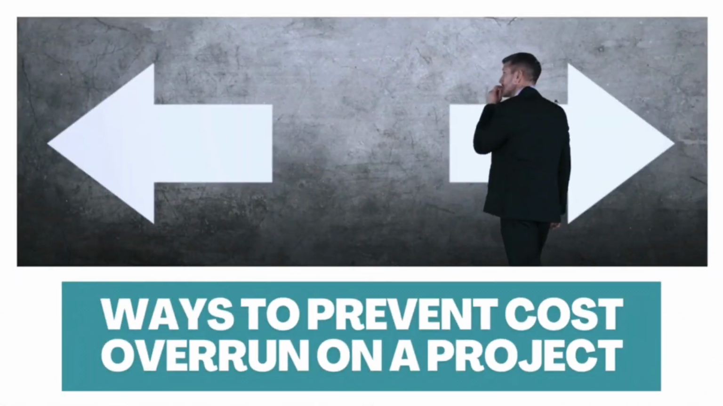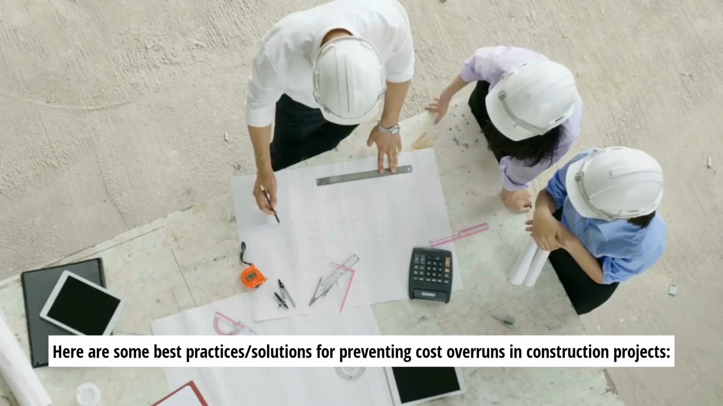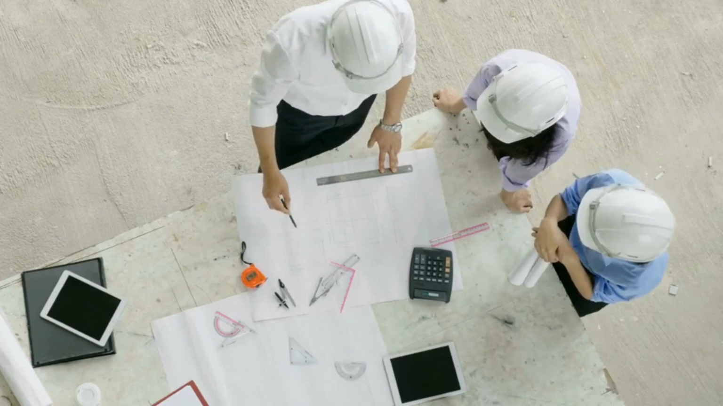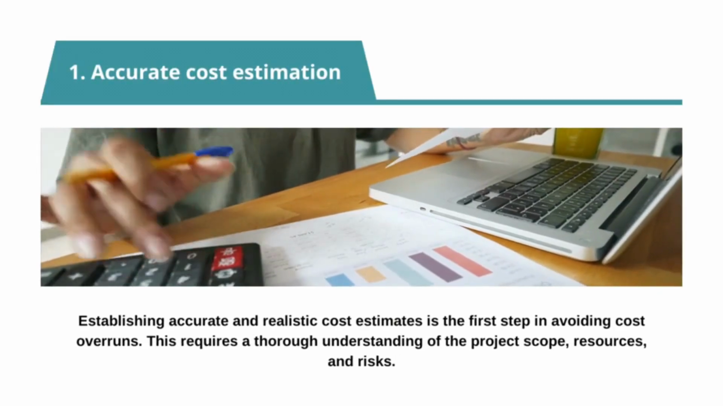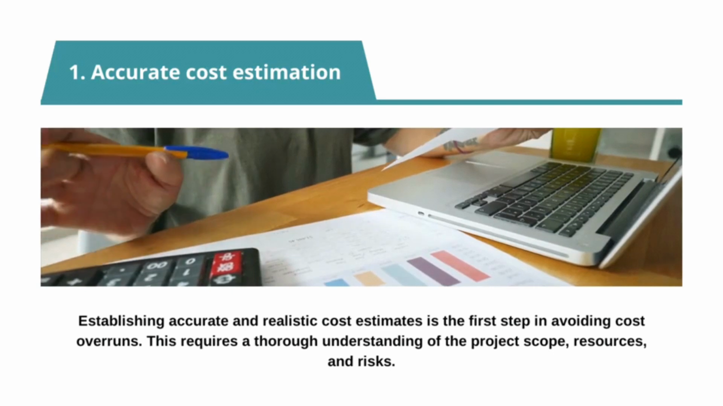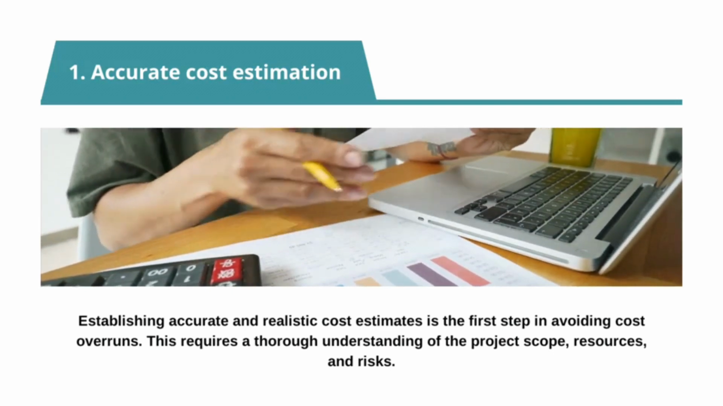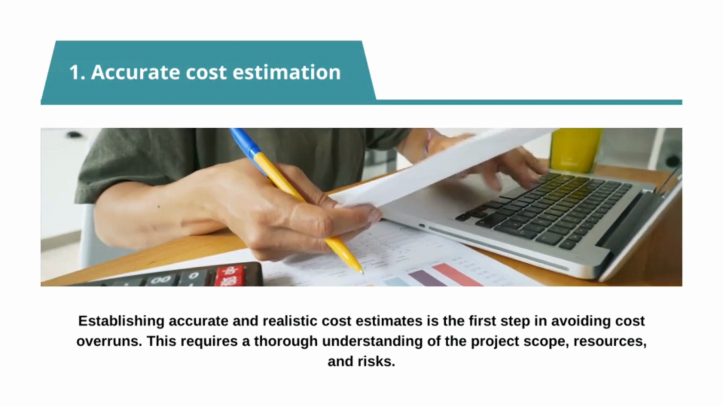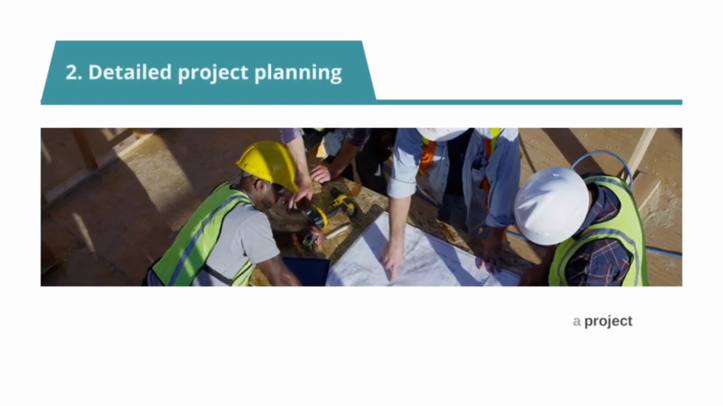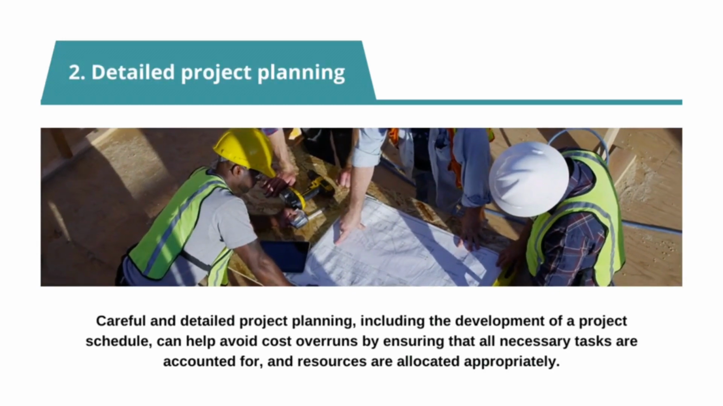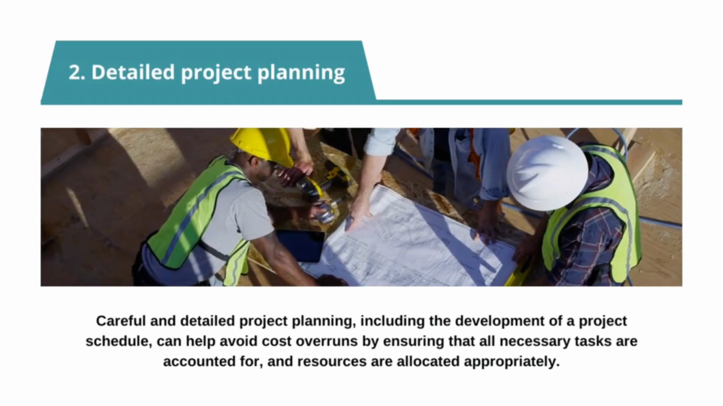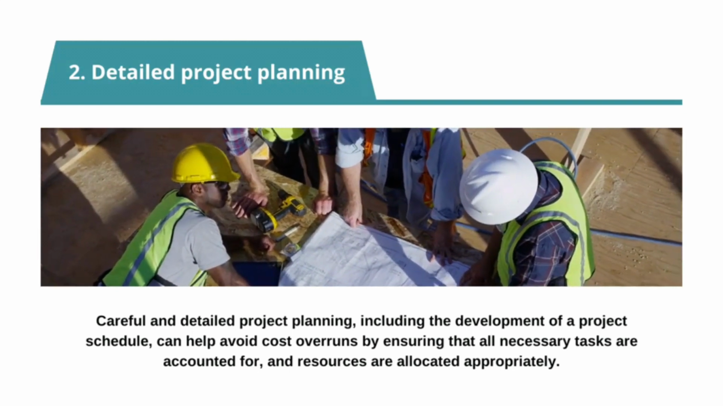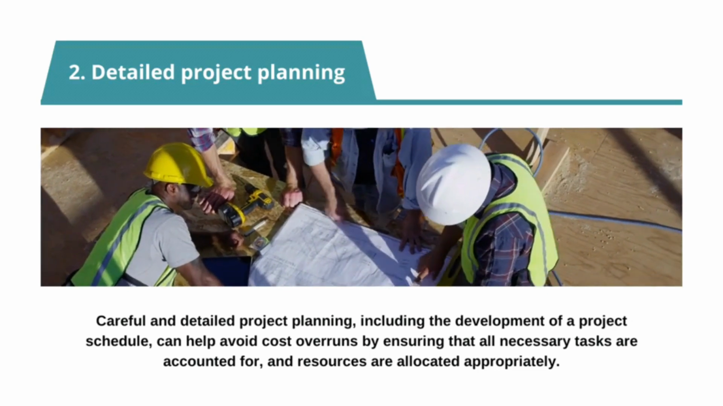Ways to prevent cost overrun on a project. Here are some best practices solutions for preventing cost overruns in construction projects. 1. Accurate cost estimation. Establishing accurate and realistic cost estimates is the first step in avoiding cost overruns. This requires a thorough understanding of the project scope, resources, and risks. 2. Detailed project planning. Careful and detailed project planning, including the development of a project schedule, can help avoid cost overruns by ensuring that all necessary tasks are accounted for and resources are allocated appropriately.